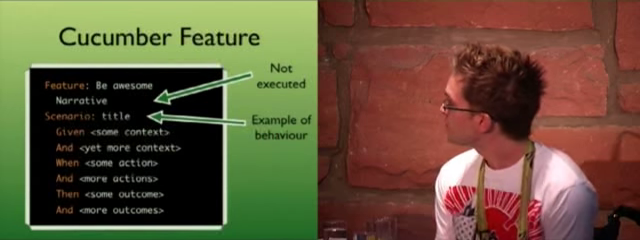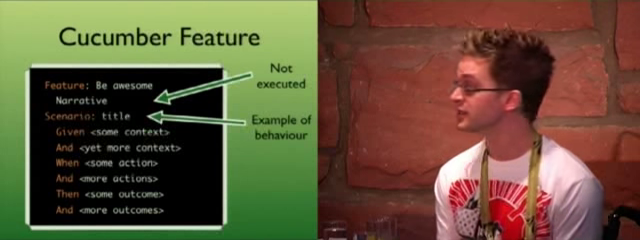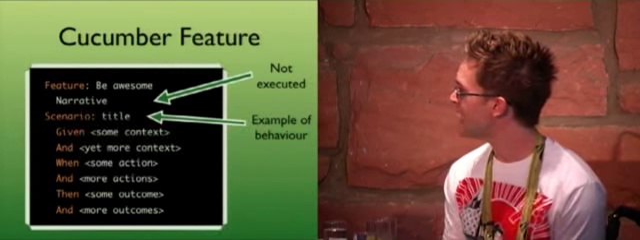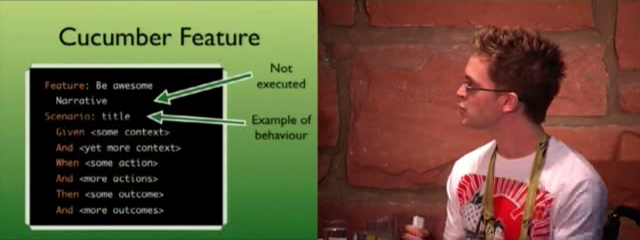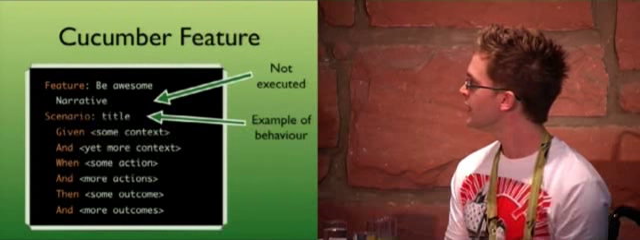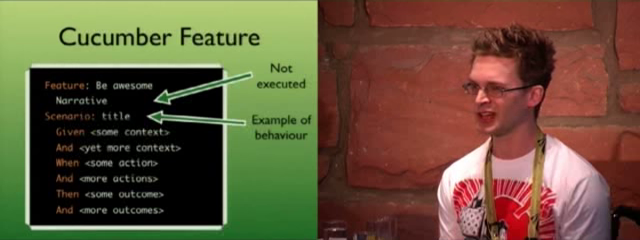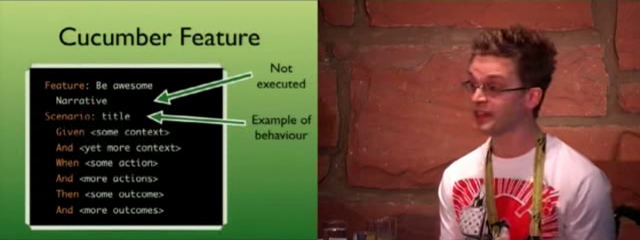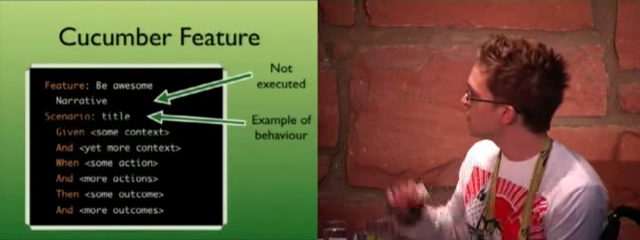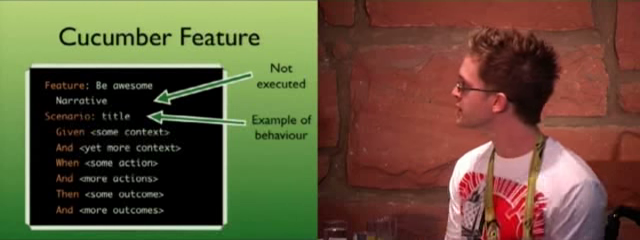Okay, so we start with a feature which has a title, and then we have this narrative block. Now, anything between feature and scenario, Cucumber actually doesn't care about. It's just like a doc block. You can have absolutely anything you want in there. Then we hit the scenario, which is actually where the real work starts.